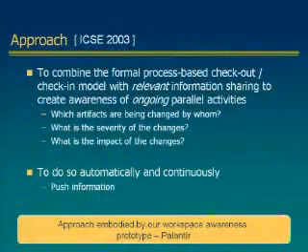My approach was to combine the formal process-based checkout/check-in model of a CM system and enhance it with relevant information sharing to create awareness of ongoing parallel activities. While a developer is in their private workspace, they are told which other artifact is being changed and by whom. What is the severity of the change? What is the magnitude of the change? Was the whole file changed, or only a few lines? It gives an indication of the importance of the change. And finally, what is the impact of the change? Fine, only 5 lines have changed, but you have changed the API that I'm dependent on, so it is important to me. And to do so automatically and continuously.